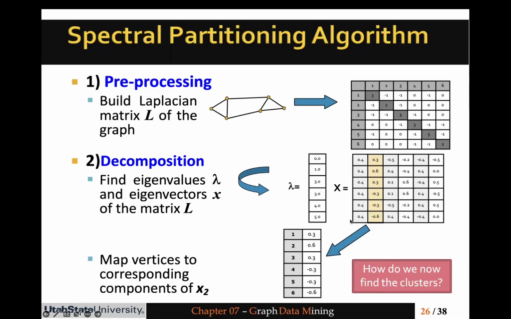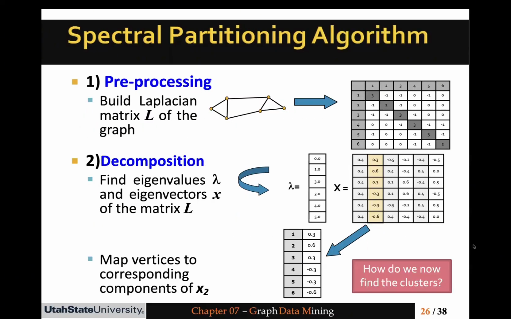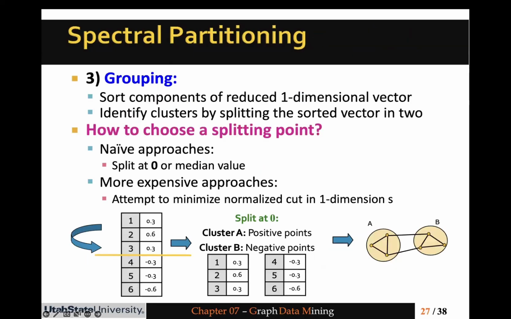Okay, so now the third step is the grouping. The grouping step is nothing but taking the second eigenvector from my eigenvector matrix, denoted as x in this slide, and trying to find some clusters from this second eigenvector. So the grouping, the third step, is attempting to find clusters based on some condition on the second eigenvector of the eigenvector matrix.